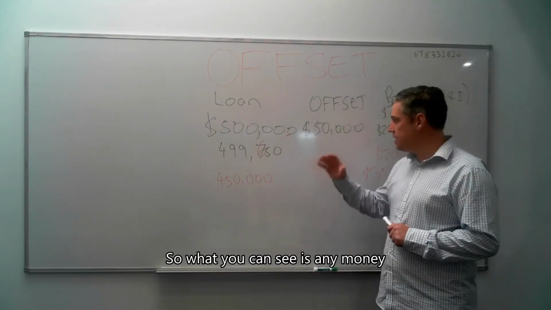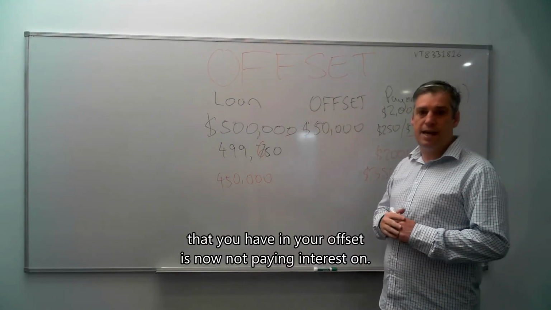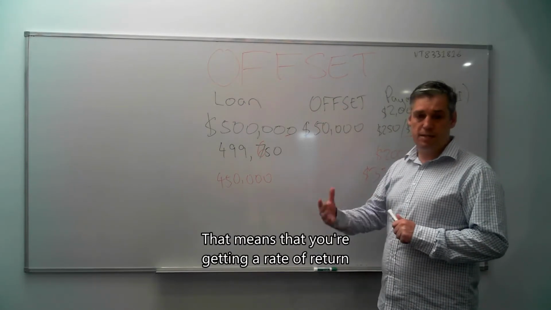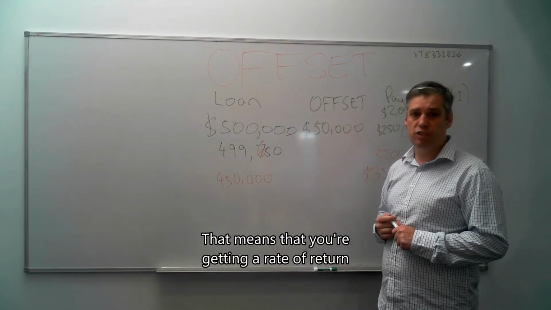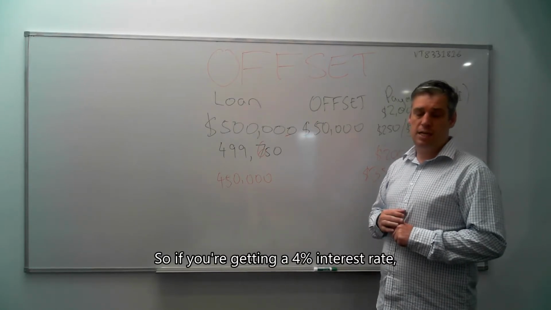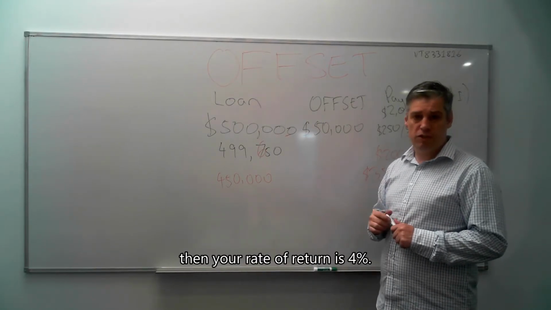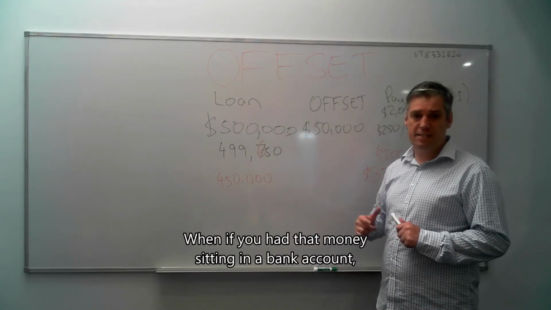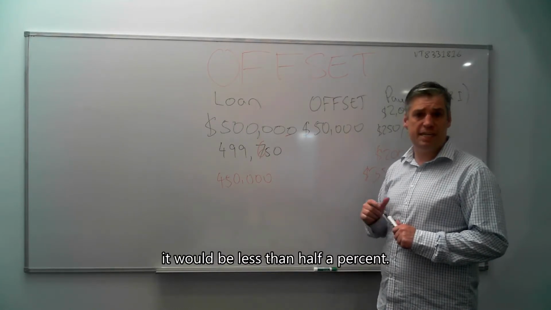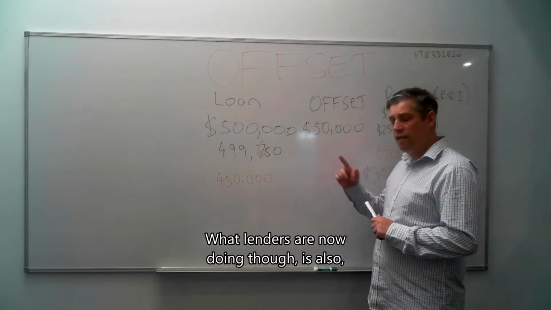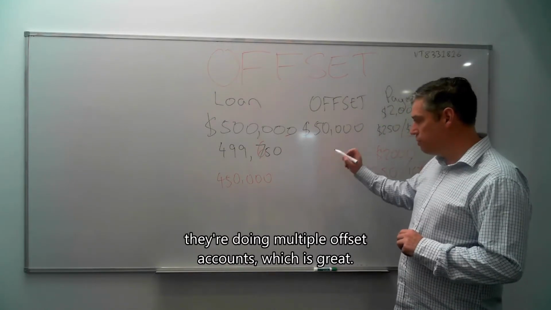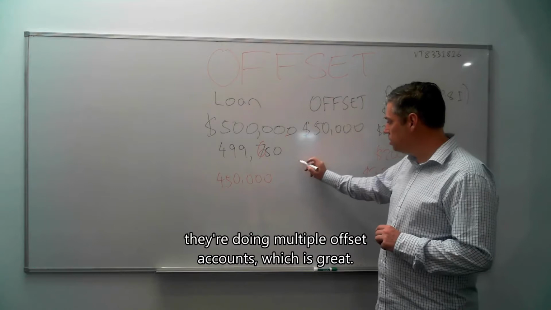So what you can see is any money that you have in your offset is now not paying interest on. That means that you're getting a rate of return exactly of your interest rate. So if you're getting a 4% interest rate, then your rate of return is 4%, when if you had that money sitting in a bank account, it would leave you less than 0.5%. What lenders are now doing though, is also they're doing multiple offset accounts, which is great.